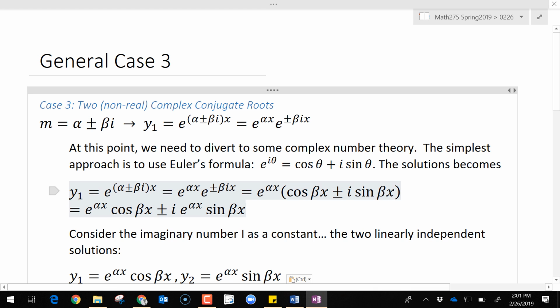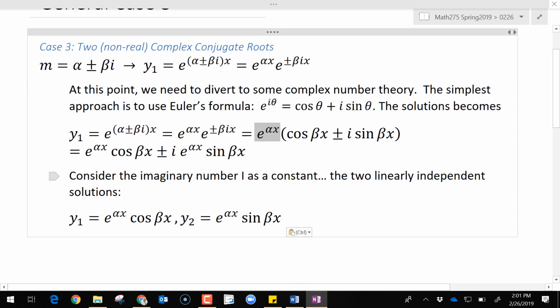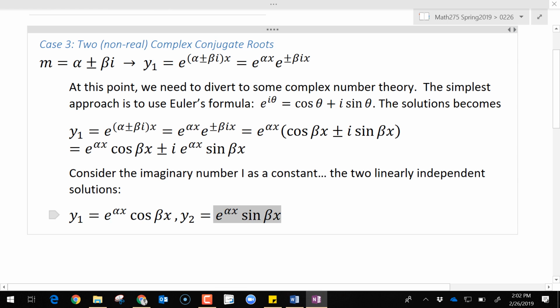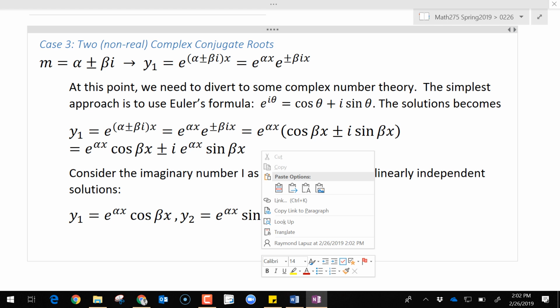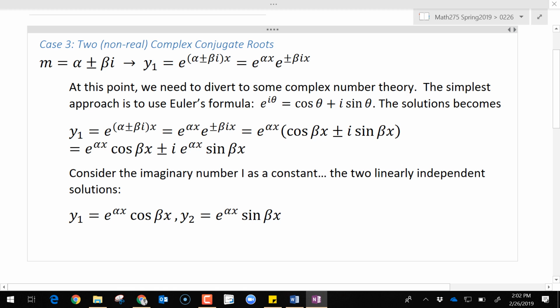But in general, if you have something there, you would keep an e to the alpha times x, whatever that alpha is. And then what you come up with is that your first fundamental solution would be the cosine of that thing next to the i times x. And then your second would be the sine of that thing next to the i times x. Okay? So, oh, is that cool or what?